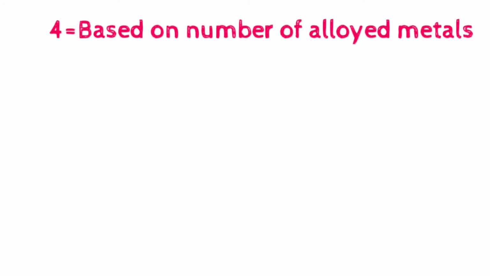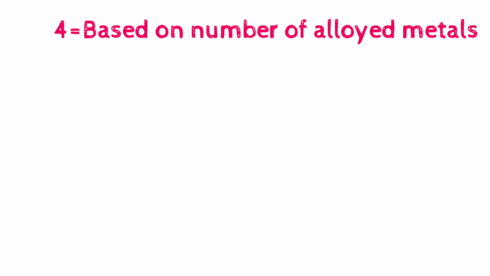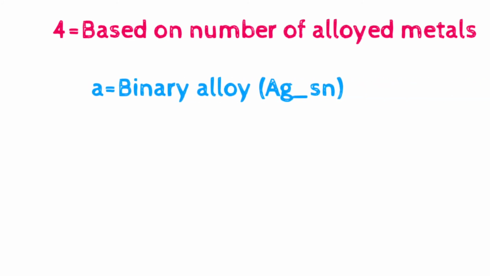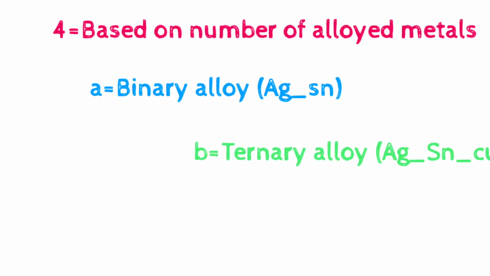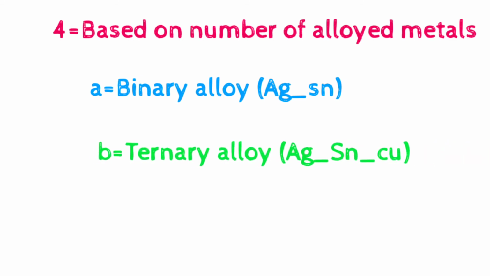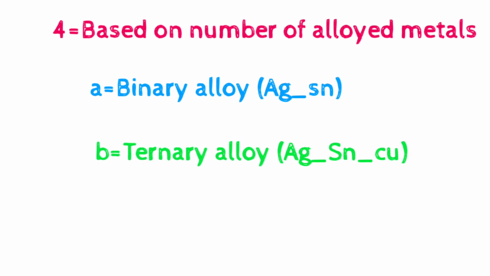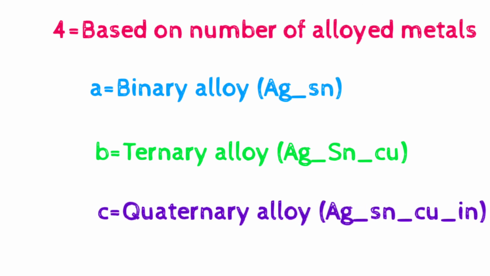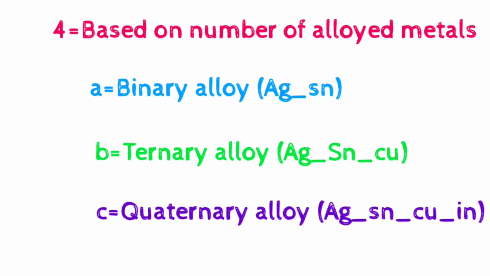Now come to the fourth base, based on number of alloy metals. In alloy, how many metals are present? How do we define alloy? Alloy contains more than one type of metal. Now, based on number of metals, we divide the amalgam into binary alloy, if we have 2 metals, silver and tin; ternary alloy, which has silver, tin plus copper; and quaternary alloy, which has silver, tin, copper, and indium.